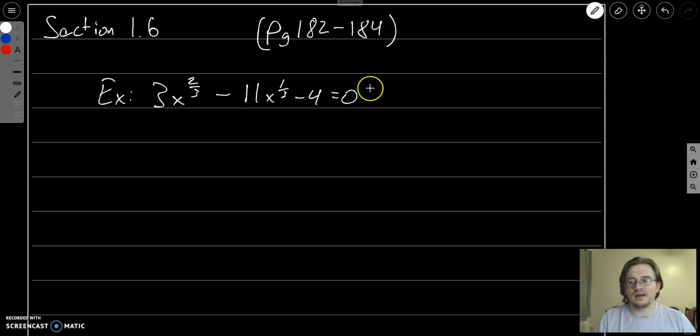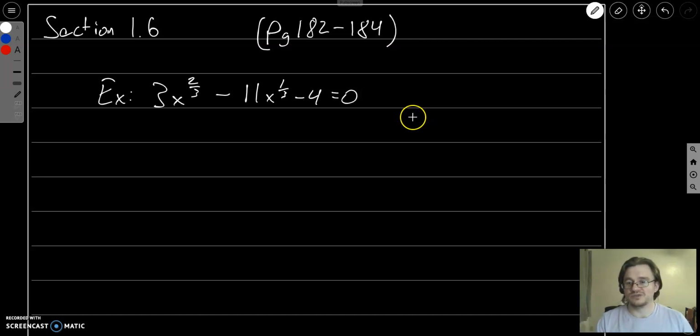Hello and welcome back. This video will continue looking at other sorts of equations other than just quadratic equations like we were doing in the last section. However, this looks a lot like a quadratic equation. We have 3 times x to the 2/3 power minus 11 times x to the 1/3 power minus 4. So this almost looks like a quadratic equation, except that we have this factor of 1/3 in the exponent.